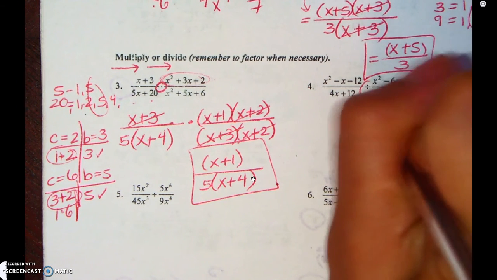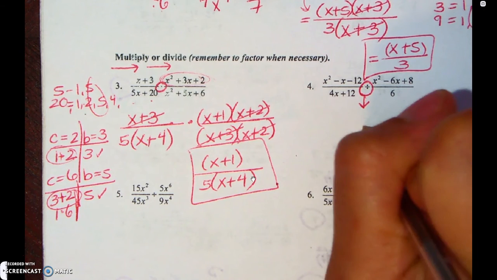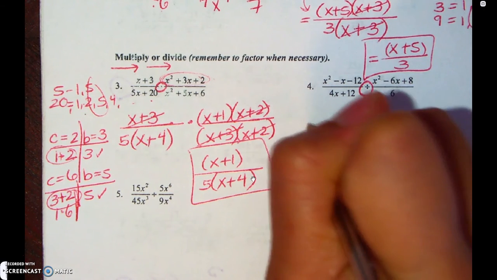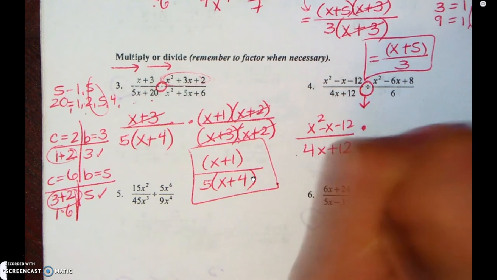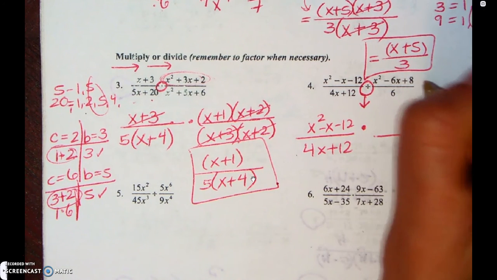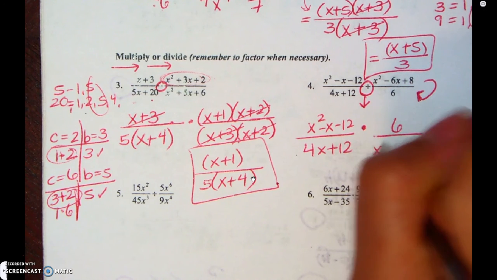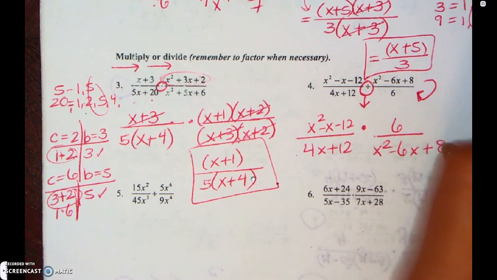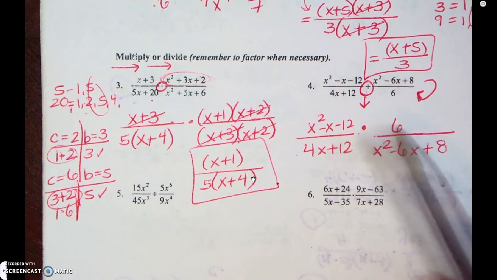Okay, division. This is something that not all of you guys know, but when you divide fractions, you actually multiply times the reciprocal. So I'm going to keep x squared minus x minus 12 the same. I'm going to keep my first fraction the same. I'm going to change my division sign to multiplication and flip this around. So I'm going to have 6 over x squared minus 6x plus 8. Now you can multiply straight across. So remember, anytime you're dividing fractions, you multiply by the reciprocal.